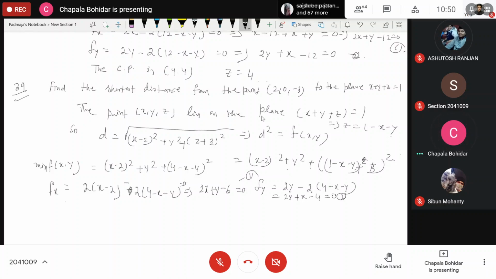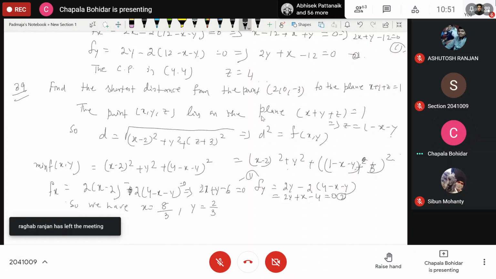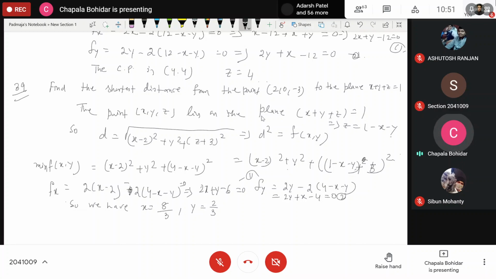Yes. So we have... is he correct? Is he correct? That means you are not doing it. You don't know how to find out the critical point here, having two equations, two unknowns.